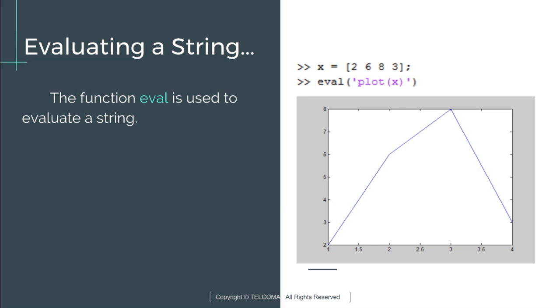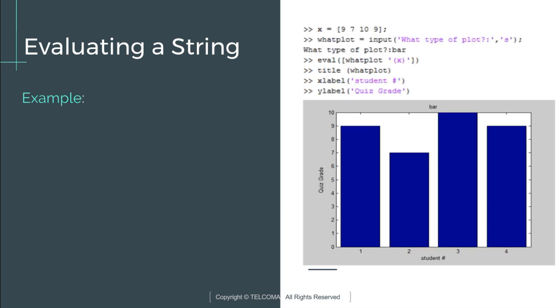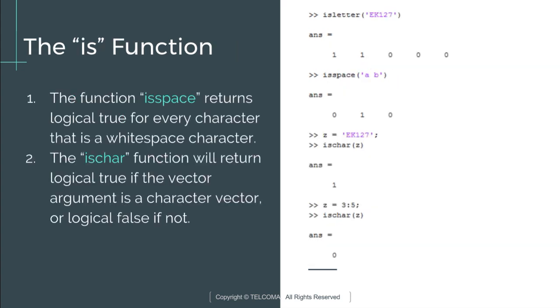Next is evaluating a string. Now, to evaluate a string, the eval function is used. I have written a string as x equals 2683. Then I am using the function eval plot of x. So this function will evaluate a string. And if I want to draw a bar graph, I am going to use the bar command to draw a bar graph to evaluate a string.